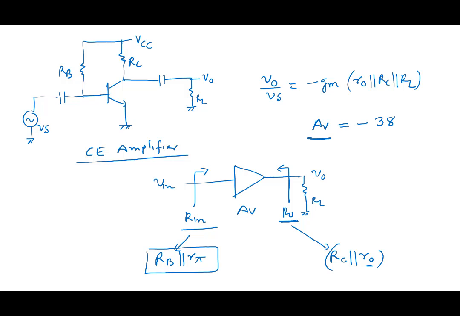Now in most of these cases what you will find is RB parallel r pi, so this is practically equal to r pi. In many cases this is practically equal to RC. This is like r pi and this is like RC. So you know the input resistance, you know the output resistance, you know the gain of the amplifier.